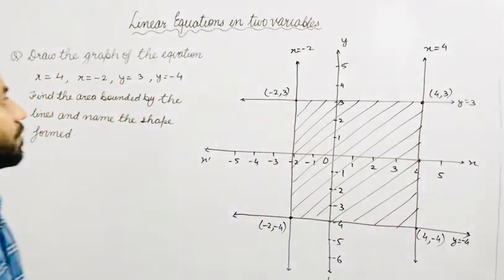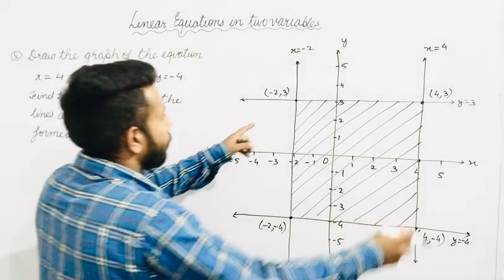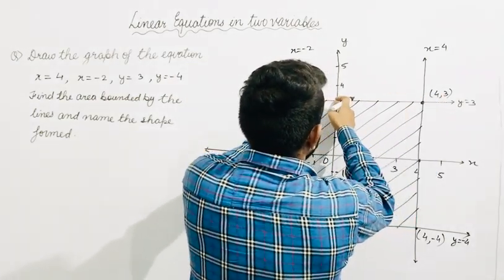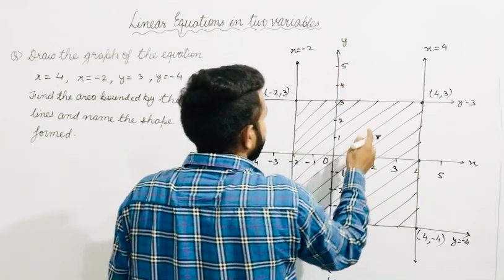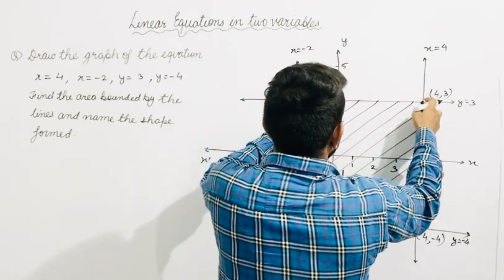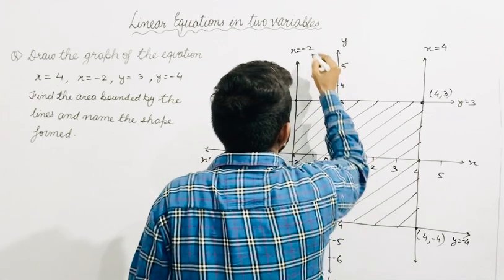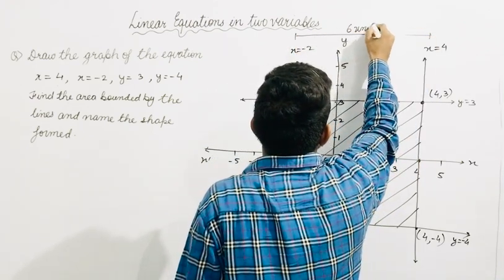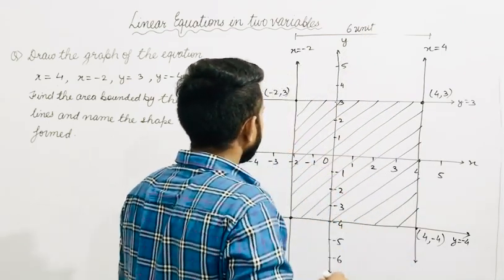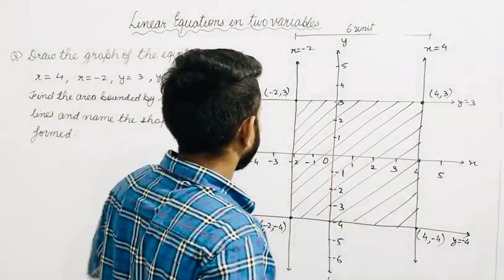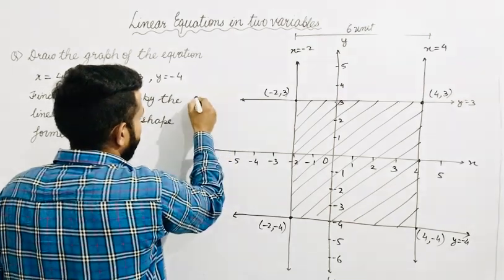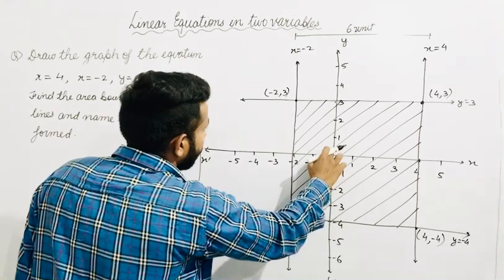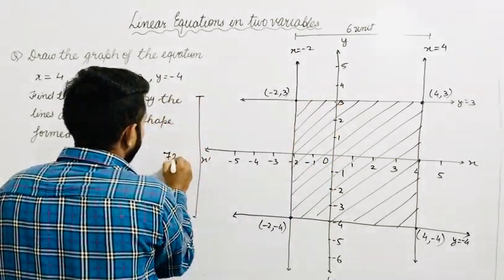So which shape is it forming? Measure it. From here to here, how much? 4 units here, 2 units here. From here to here, it is altogether how much? 4 plus 2, 6 units. From here to here, how many units? It is 4 units downward and 3 units upward. So it is 7 units.